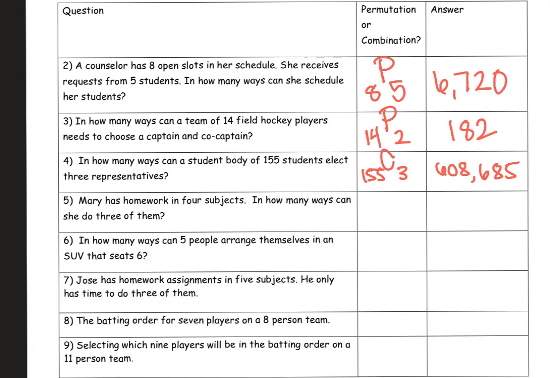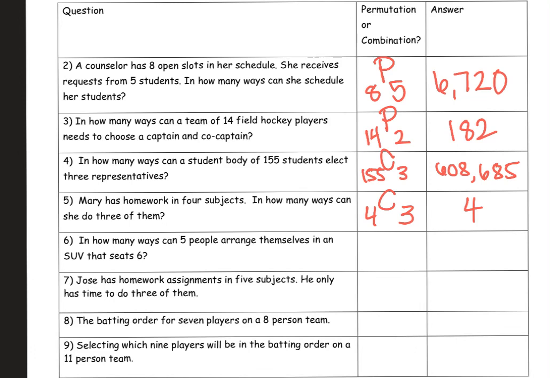Number 5, Mary has homework for 4 subjects, and how many ways can she do 3 of them? Now, this is going to be combination, okay? I didn't say anything about what type of subject, okay? So she has 4 subjects, and how many ways can she do 3 of them? Excuse me. Okay, so you should get 4 ways.